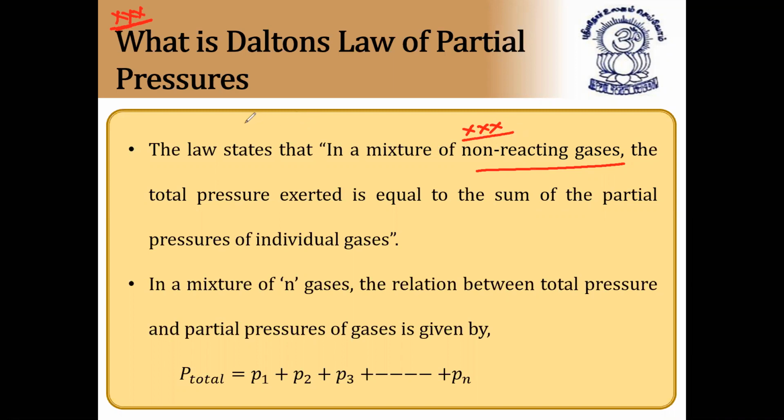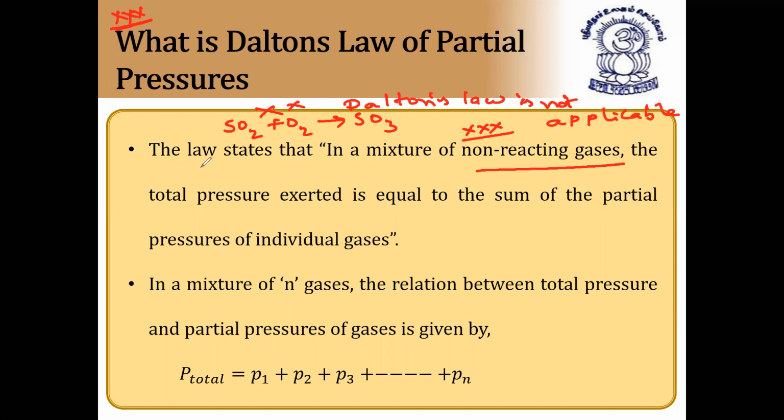For example, if you take sulfur dioxide and oxygen gas in a container, definitely it will form sulfur trioxide. So for this, Dalton's law is not applicable. If you are taking a mixture of reacting gases in a container, Dalton's law is not applicable. That's why reacting versus non-reacting gas is very, very important.